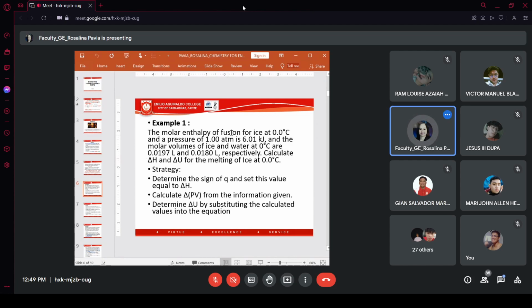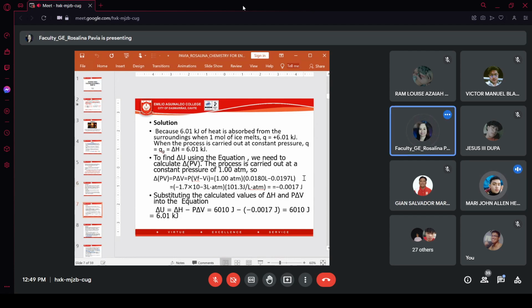Delta H is equal to the absorbed heat by the system, yung ice, at constant pressure. So, bali po yung delta H po is 6.01 kilojoules. Yes. Since it is absorbed, positive siya. Because 6.01 kilojoule of heat is absorbed from the surroundings when 1 mole of ice melts, Q is positive, 6.01 kilojoule, when the process is carried out at constant pressure. Therefore, QP is equal to delta H is equal to 6.01 kilojoule. Naintindihan?